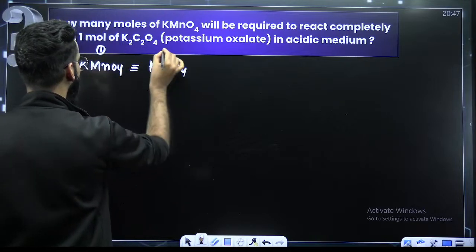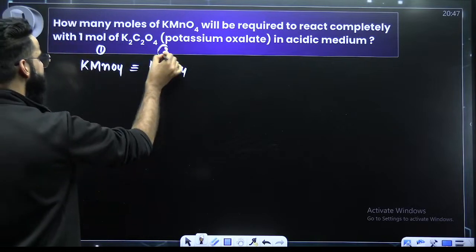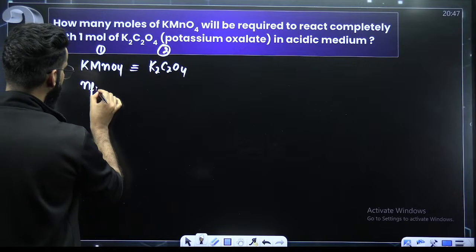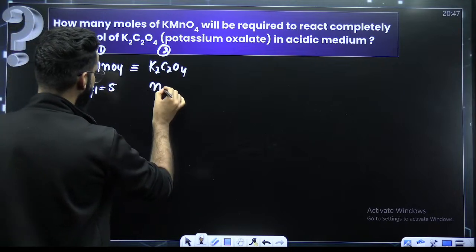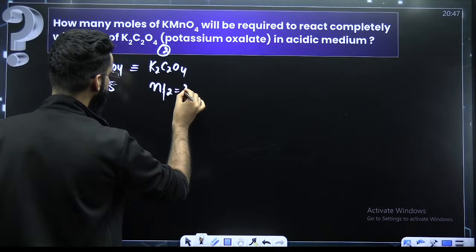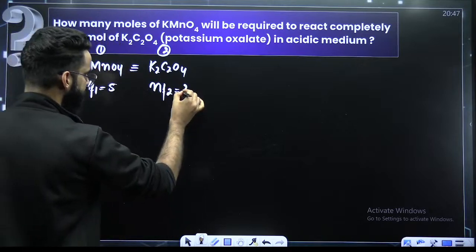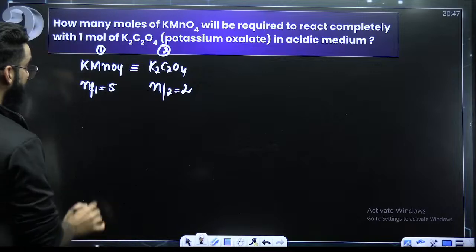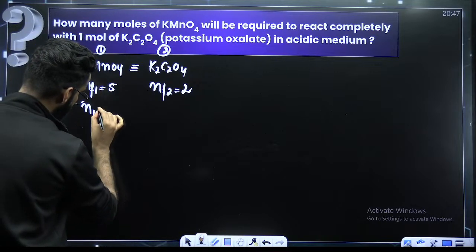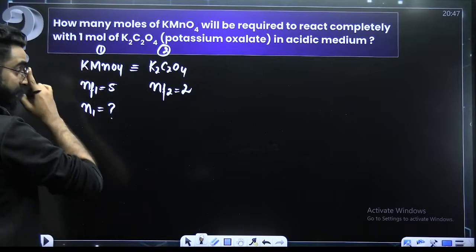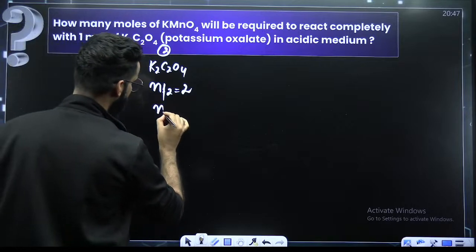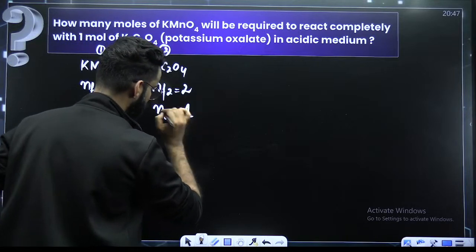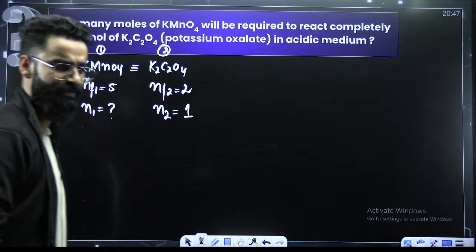Calling this number 1, calling this number 2. Do you remember their N factors now? The N factor of KMnO4 in acidic medium is 5. The N factor of potassium oxalate here will be 2. How many moles of KMnO4 will be required to react completely with 1 mole of potassium oxalate? We need to get the value of N1.